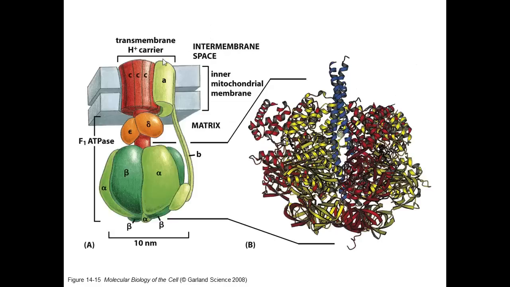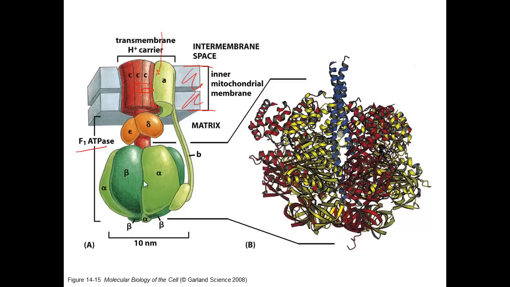Here we see a depiction of the three-dimensional structure of the ATP synthase molecule, also known as F1F0 ATPase. Here is the inner mitochondrial membrane. These are the two lipid bilayers. The protons from the inner membrane space flow into here. That causes a rotary motion of this red stalk.